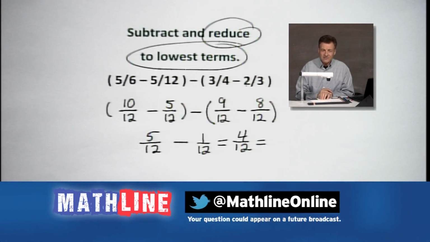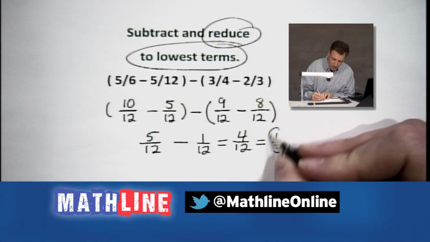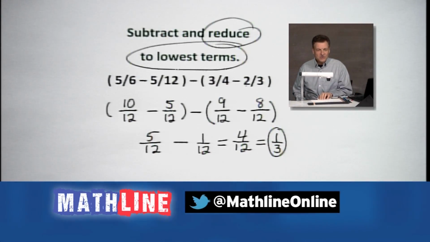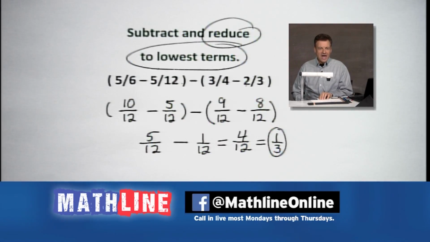And by the way, 4 out of 12, that's really nice because that reduces to 1/3, which is a lot easier to look at than all of the above there. All right, wow, how about that?